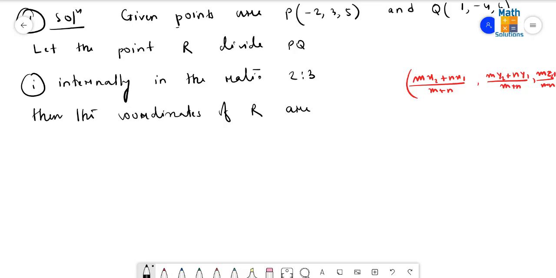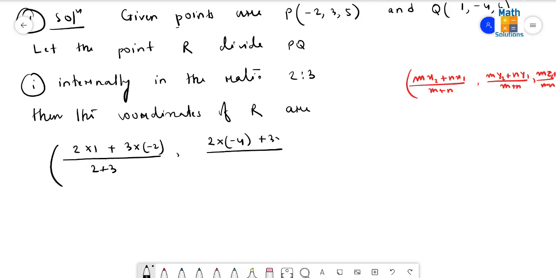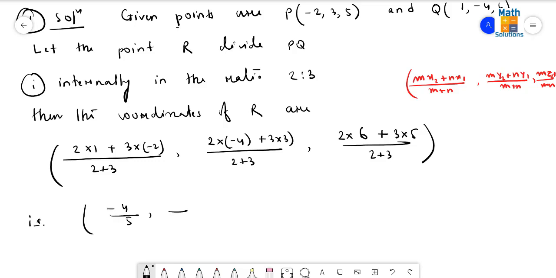So the results will be like this: 2 into 1 plus 3 into -2 divided by 2 plus 3. Then 2 into -4 plus 3 into 3 divided by 2 plus 3. Then 2 into 6 plus 3 into 5 divided by 2 plus 3. So ultimately we shall get -4 by 5, then 1 by 5, then 27 by 5 on simplification.